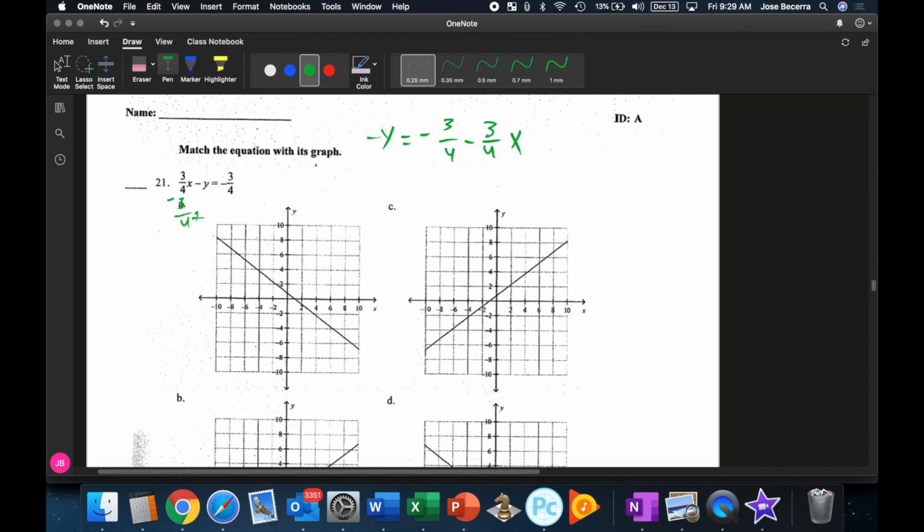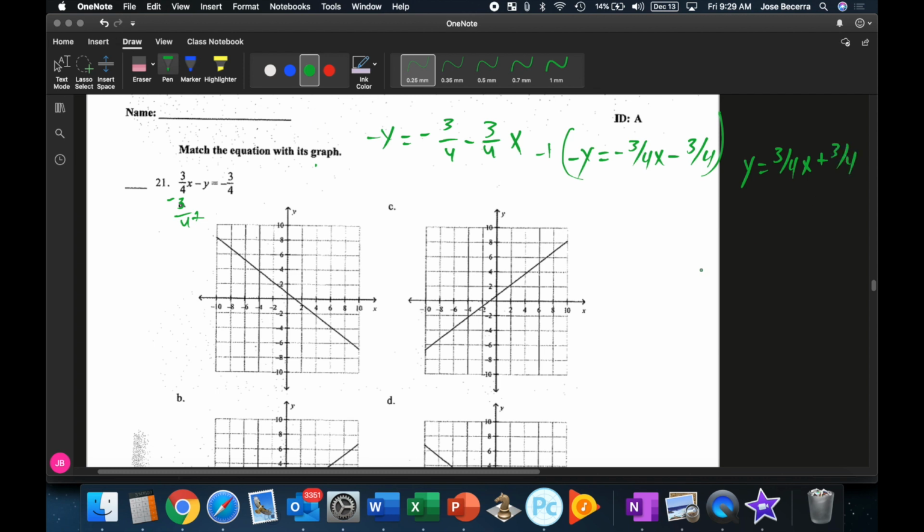I'm actually going to switch these because I want it in y equals mx plus b form. So y is equal to negative 3 over 4x minus 3 over 4. Sorry, this is negative y. And if I want to get rid of that negative, I just multiply the whole thing times negative 1, which gives me y is equal to 3 over 4x plus 3 over 4.